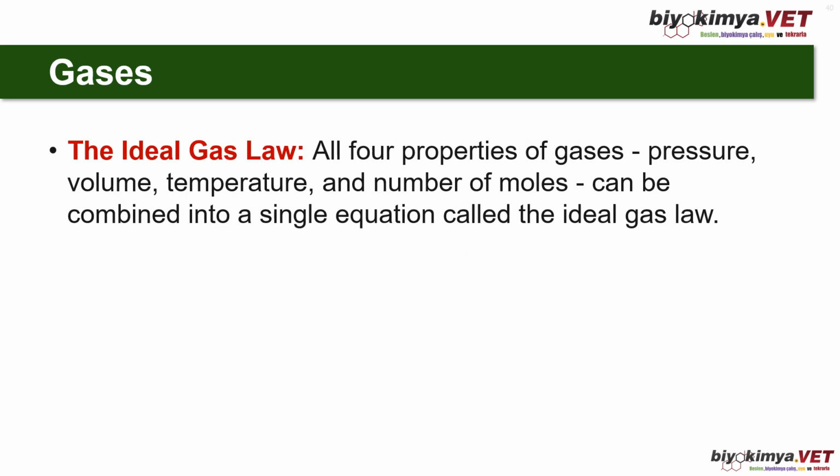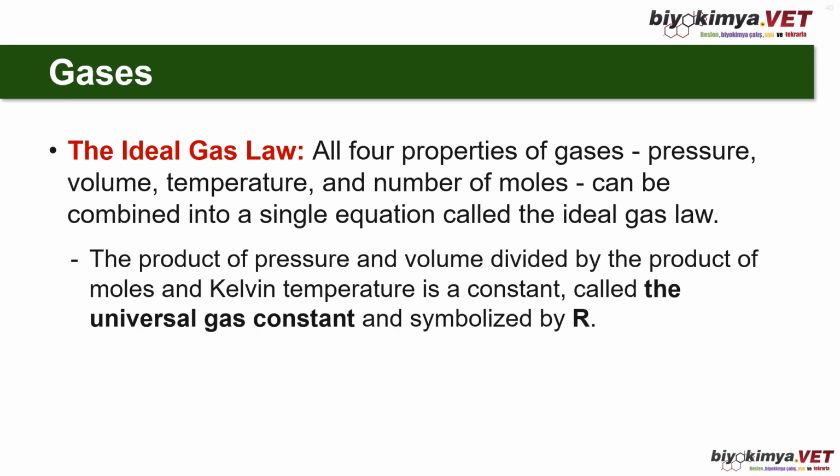All four properties of gases, pressure, volume, temperature, and number of moles, can be combined into a single equation called the ideal gas law. The product of pressure and volume divided by the product of moles and Kelvin temperature is a constant, called the universal gas constant and symbolized by R. And here's the equation: P times V equals N times R times T. As in the definition, the product of pressure times volume divided by the product of moles and Kelvin temperature is constant, which is R, the universal gas constant.